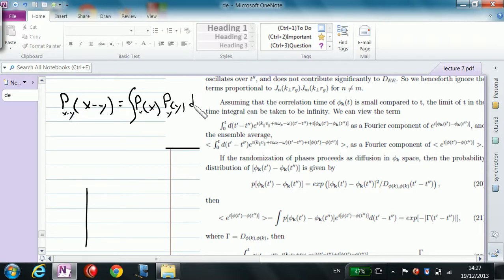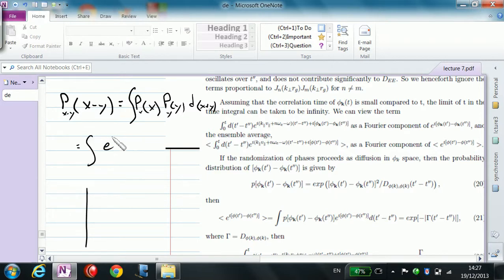but integrated over dx, with x plus y such that x minus y is constant. Or you can introduce a delta function. And now you can write simply x minus y as some variable z.